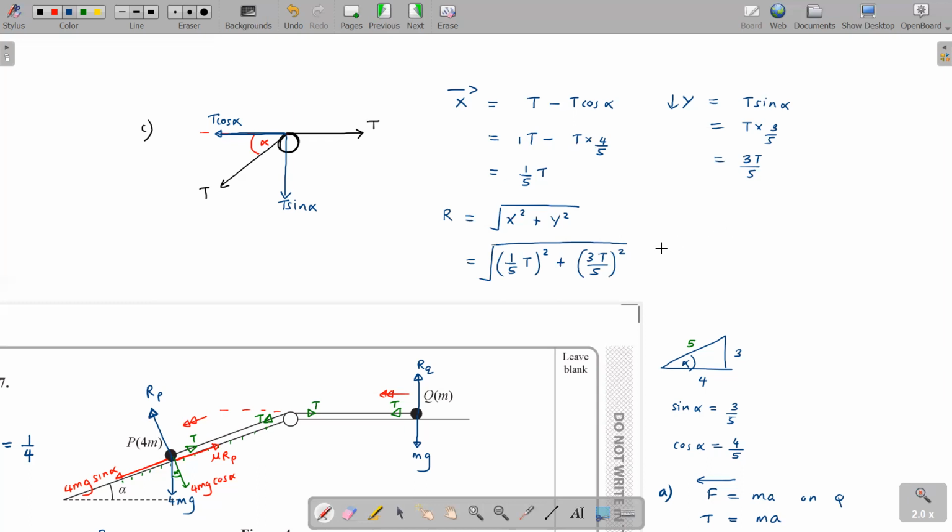Are you with me? So what do I get here? Shall I write over here? I'm writing a little bit all over the place. Okay, 1 over 25t² plus 9 over 25t². Can you all add both of them? 1 over 25 plus 9 over 25. I get 10 over 25, right? And the t². So, 10 over 25 t².